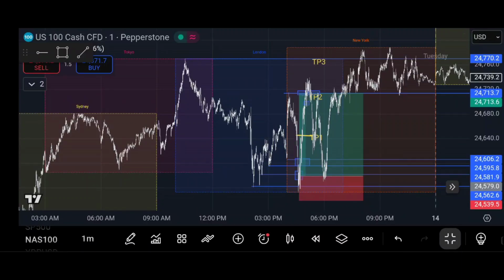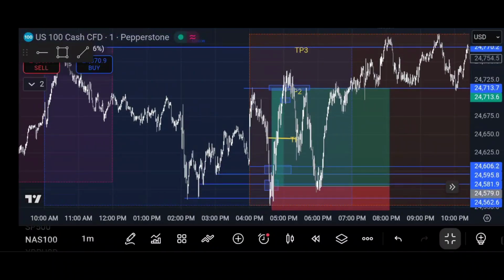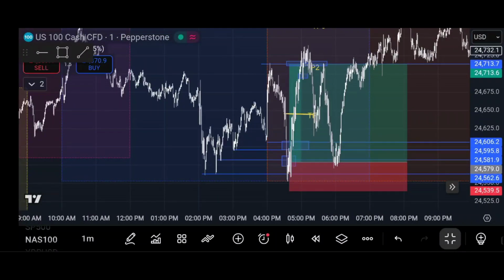If you have seen the previous video, you know that last day I was up like $400 in a 10k account. So this is the second trade I took. In this trade I secured around $350, so close to $400. So let's break down the trade.